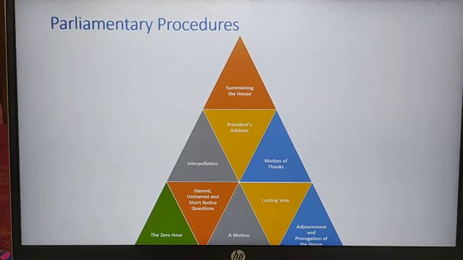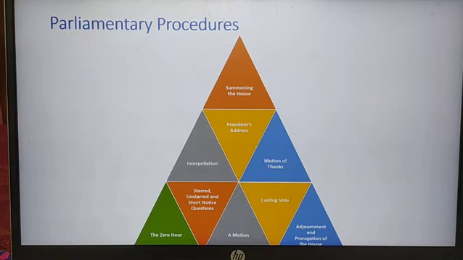Now related to interpellation are starred, unstarred and short notice questions. Basically, three types of questions are asked. First is the starred question. This is one to which a member wishes an oral answer in the house, and it is distinguished by an asterisk mark. As it's called starred, it is distinguished by an asterisk mark, and it is a question to which the member wishes an oral answer.